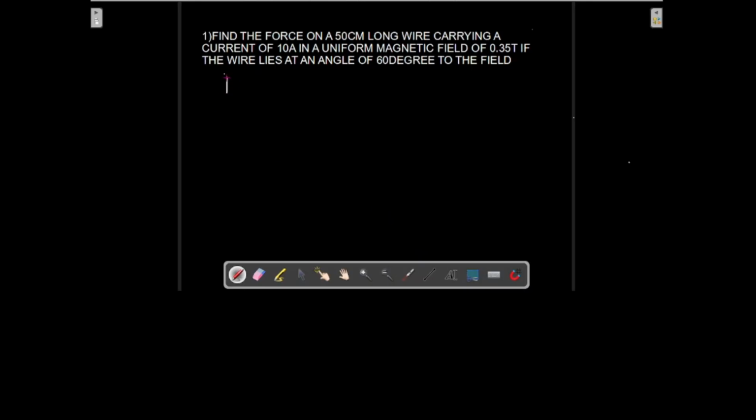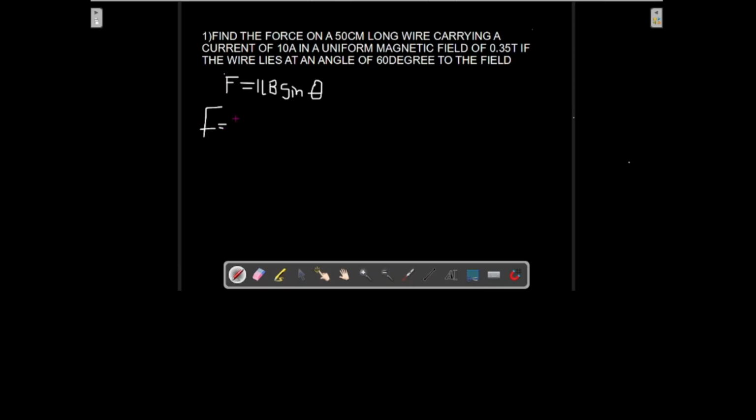The formula is F equals I L B sine theta. Alright, that's the formula. I in this case represents the current, L represents the length of the wire, and B represents the magnetic field. So all we have to do here is input our given values, but we might have to convert in some places if needed.